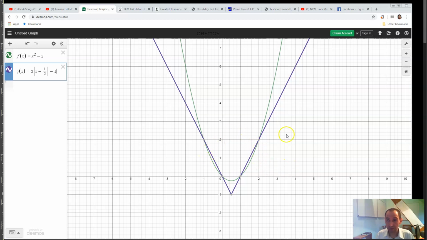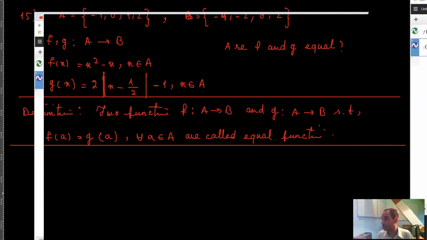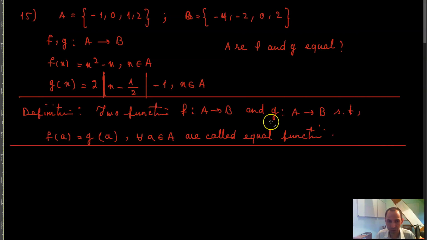But then you can now write down the same thing. Meaning that you can take a look at the graph, and then you can say that, for example, f of negative 1 is equal to g of negative 1 is equal to 2, and f of 0 is equal to g of 0 is equal to 0, and f of 1 is equal to g of 1 is equal to 0 again, and f of 2 is equal to g of 2 is equal to 2. As a result of that, you have shown that the two functions are equal. That's how you would solve this problem.